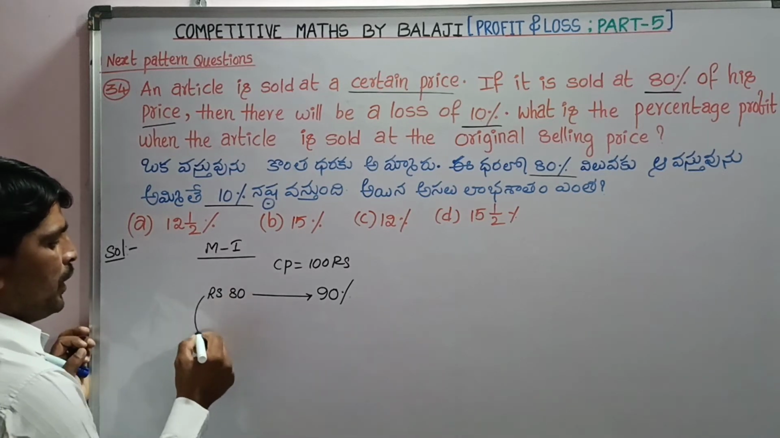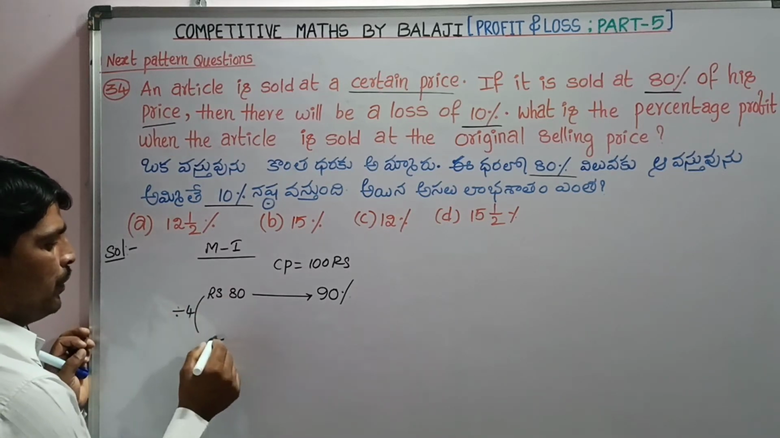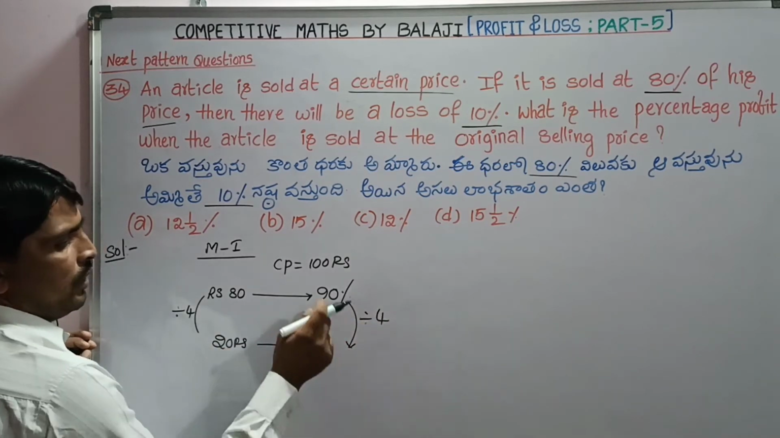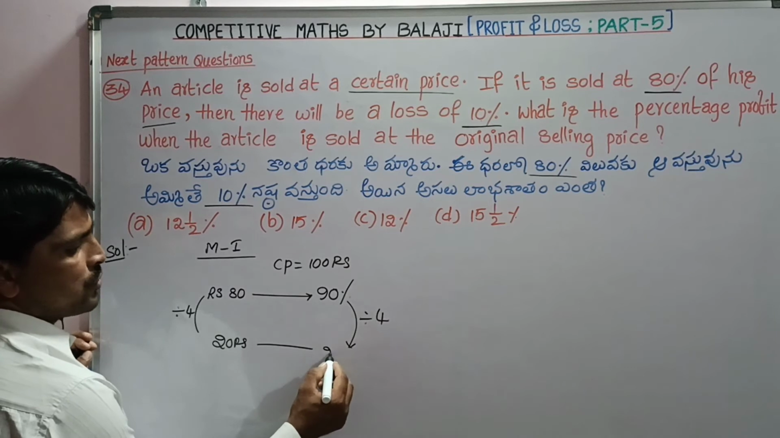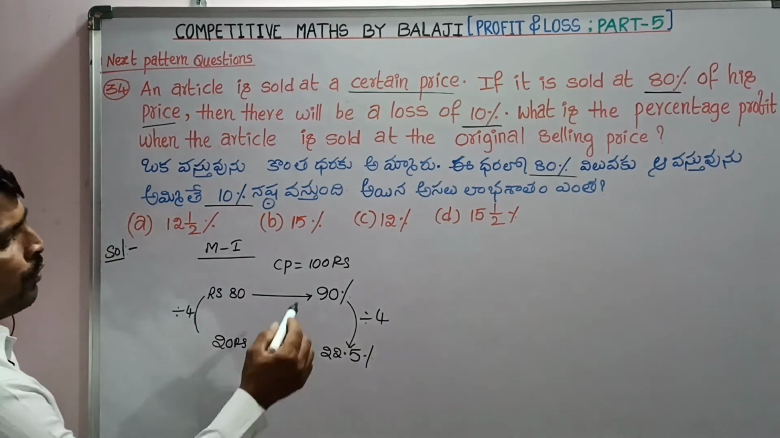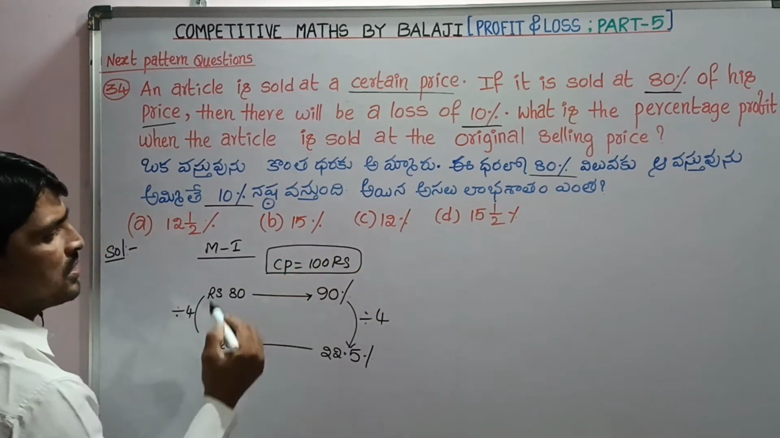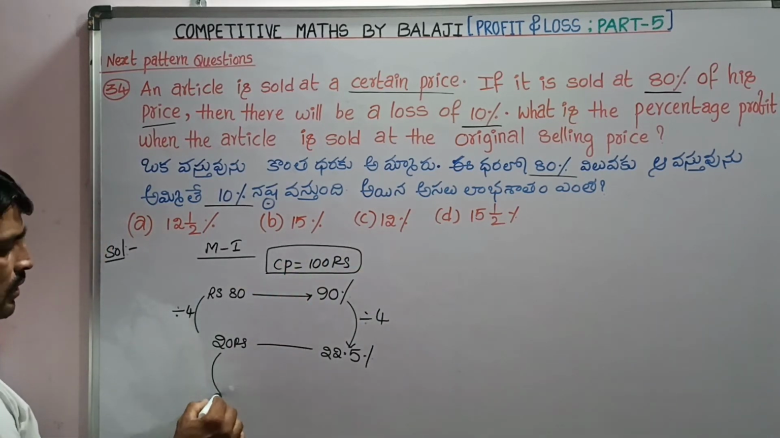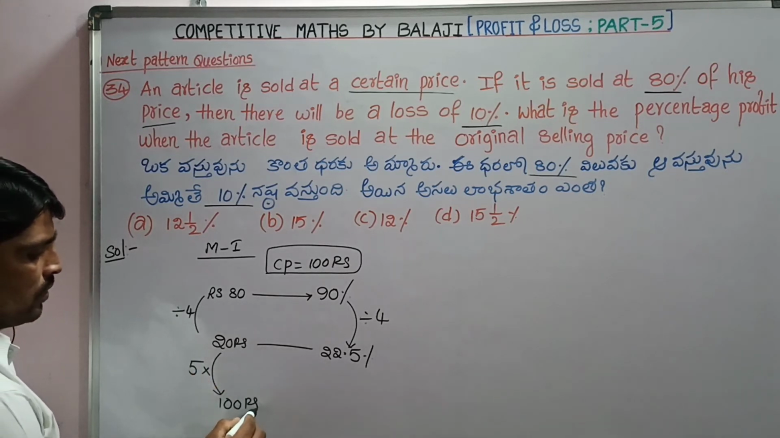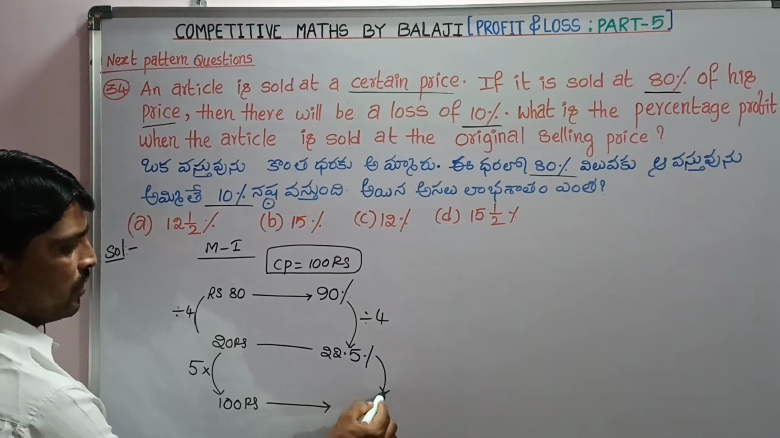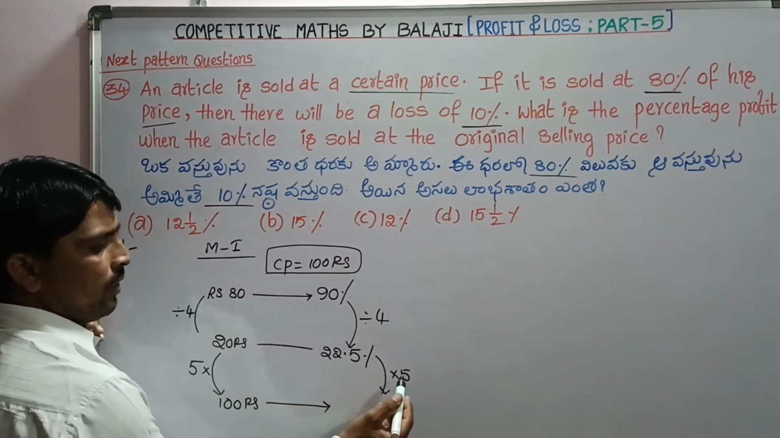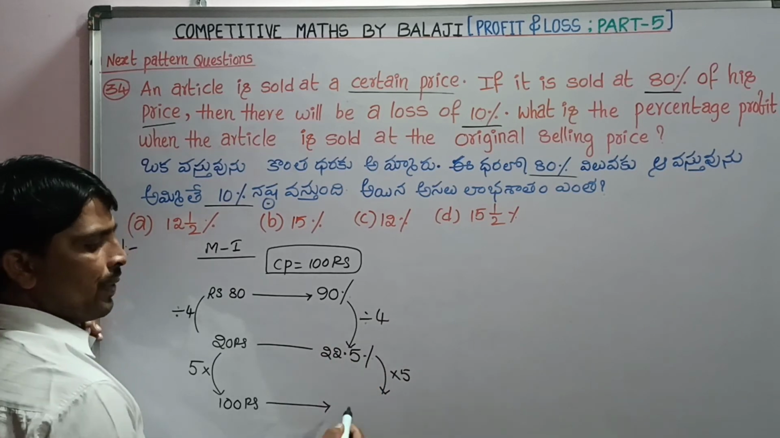Divided by 4, then we get 20 rupees. Here also divided by 4. 90 divided by 4, that is 22.5%. But we have to find 100 rupees is equal to how much percent? That is 5 times of 20 is 100 rupees. Here also do the same operation. 5 times. 5 20s are 100, 5 2s are 10. 110, 5 .5s are 2.5.